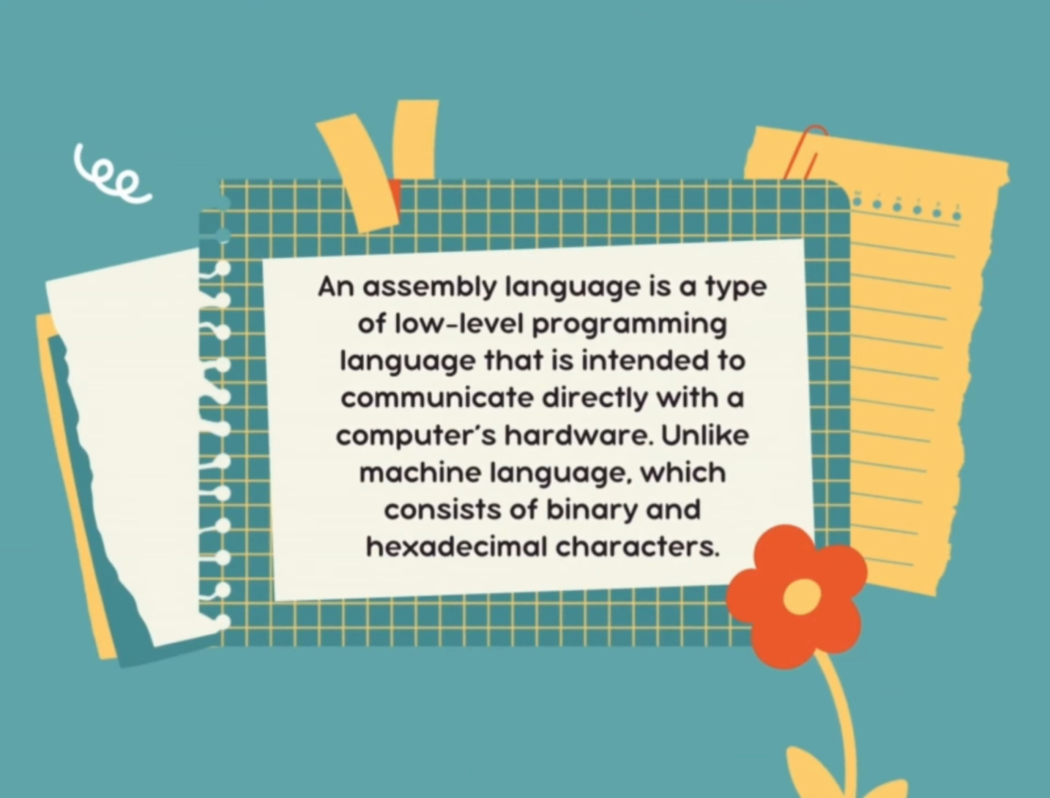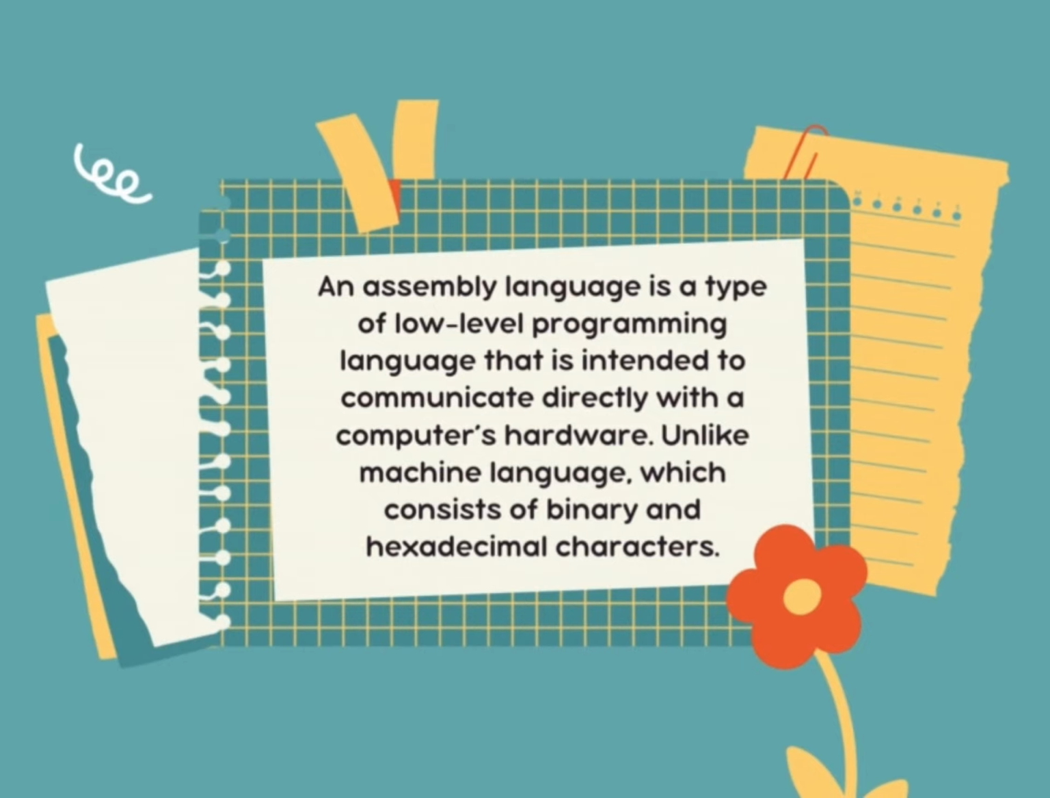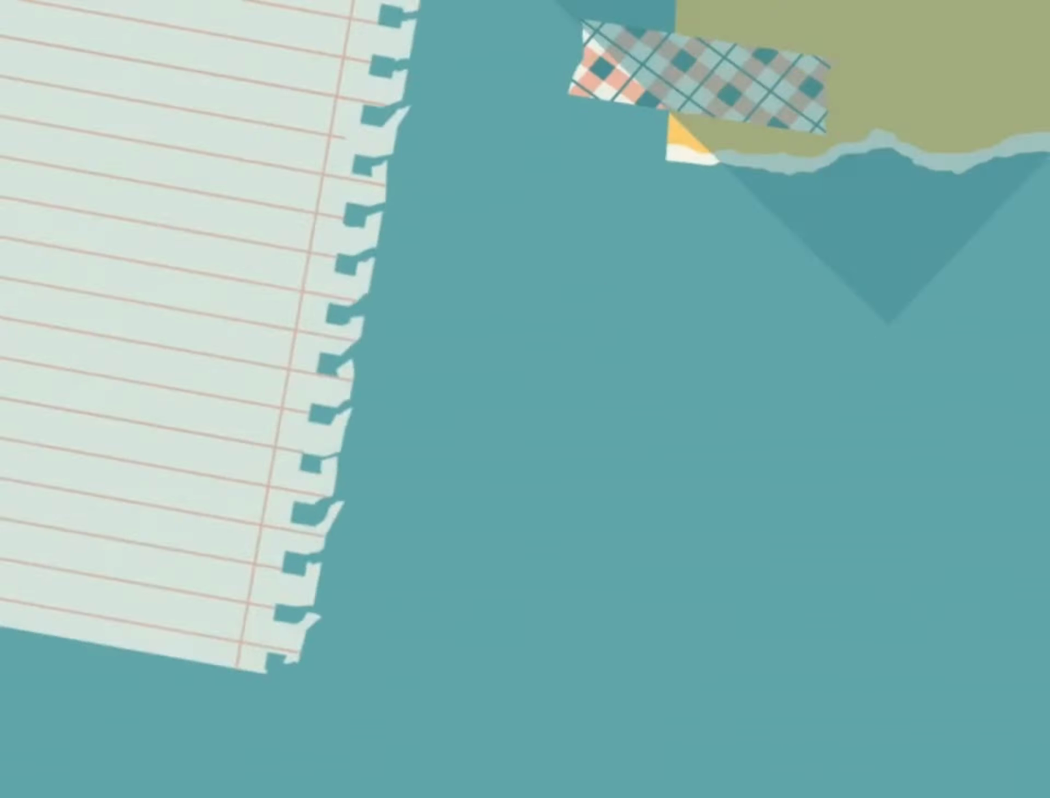An assembly language is a type of low-level programming language that is intended to communicate directly with a computer's hardware. Unlike machine language, which consists of binary and hexadecimal characters, assembly languages are designed to be readable by humans.